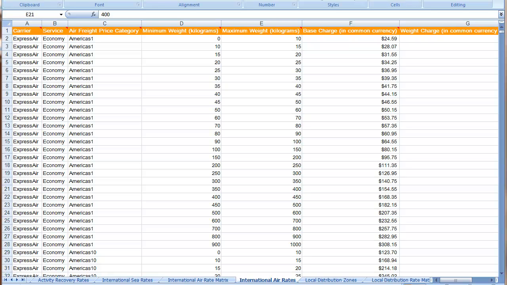To rate the shipment, OC first determines the greater of the actual weight or volumetric weight. This value, combined with the price category, service and carrier, is used to find the base charge and weight charge and then calculate the actual cost.